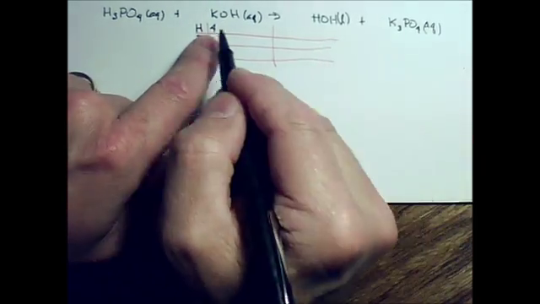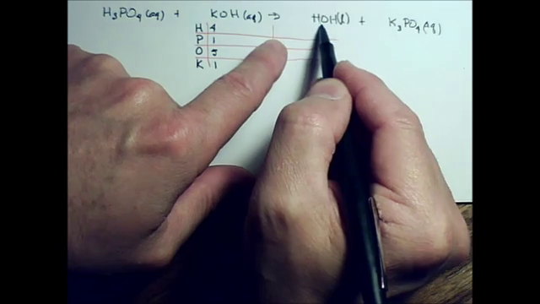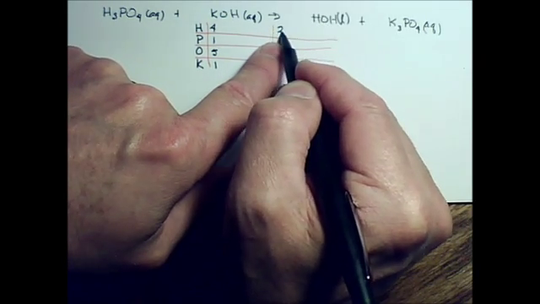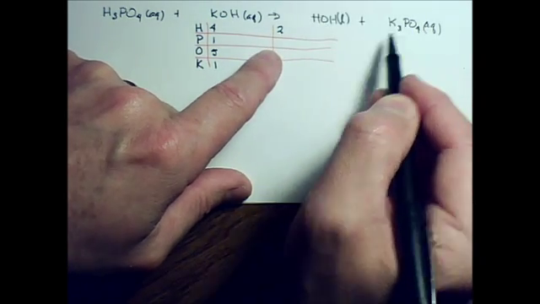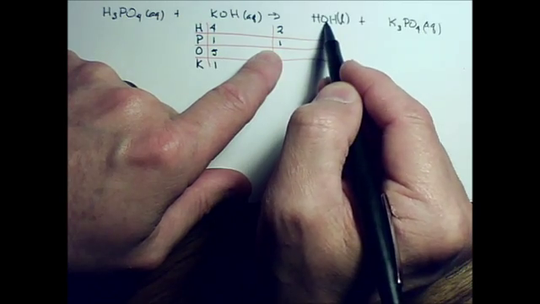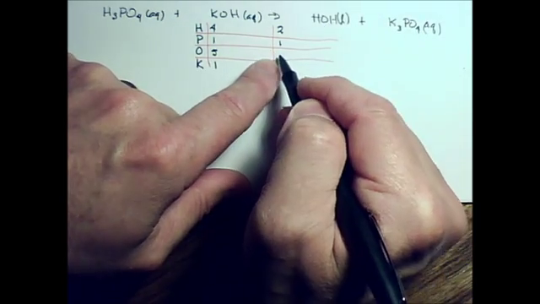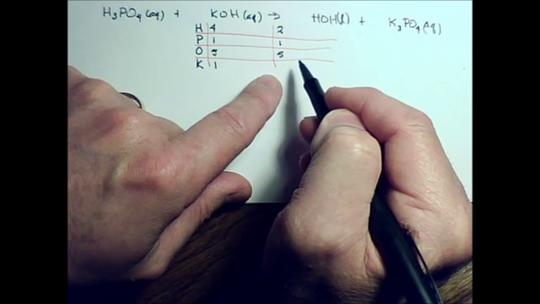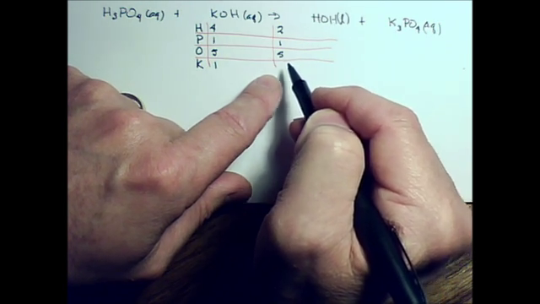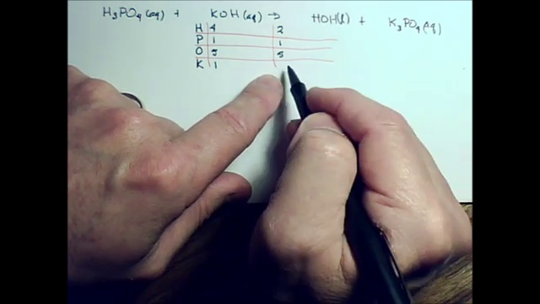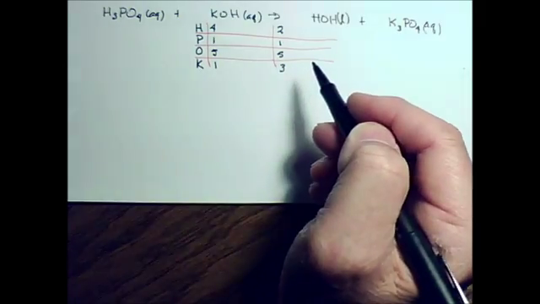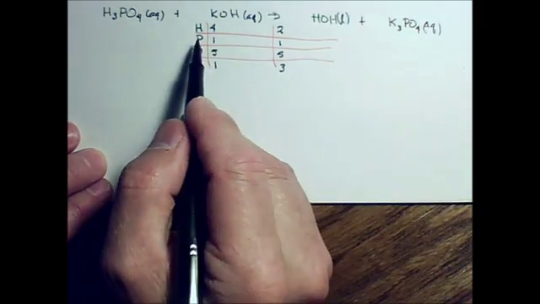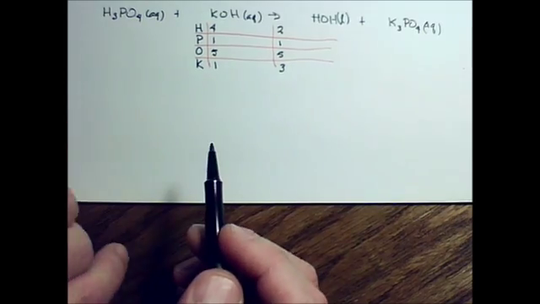On the other side of the equation, I've got 2 hydrogens here. I've got 1 phosphorus. I've got an oxygen here and 4 here, so 5 oxygens. And I've got 3 potassiums. Okay, what I need to do is to get all these numbers to be the same for each element.